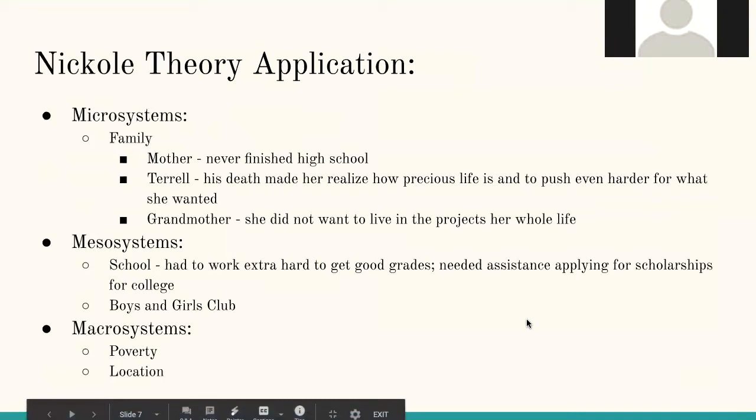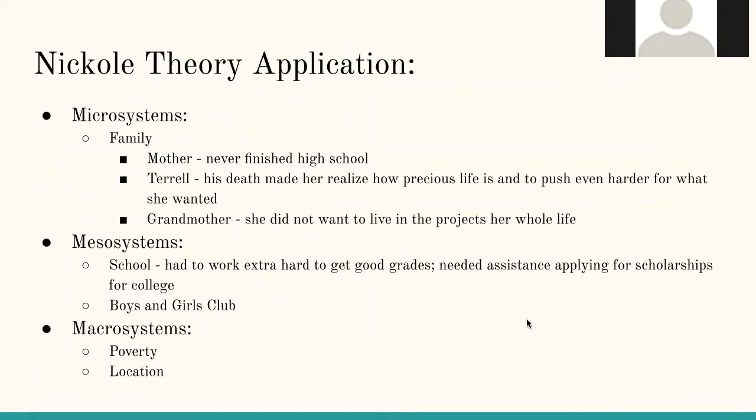Nicole had several systems present in her life, micro, meso, and macro levels. Nicole was motivated and a successful young woman, but her family system could have influenced that. Nicole's family systems included her mother, grandmother, siblings, and Terrell. Nicole's mother was a motivator for her, and due to her mother not graduating from high school, Nicole saw this as a motivation and further pushed her to graduate.